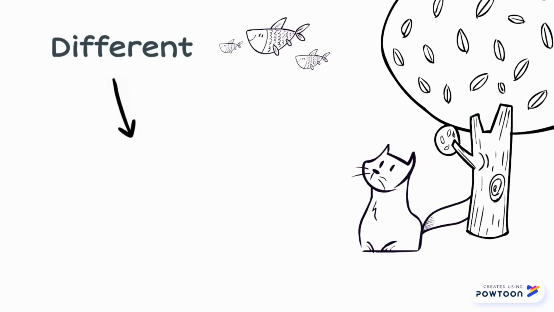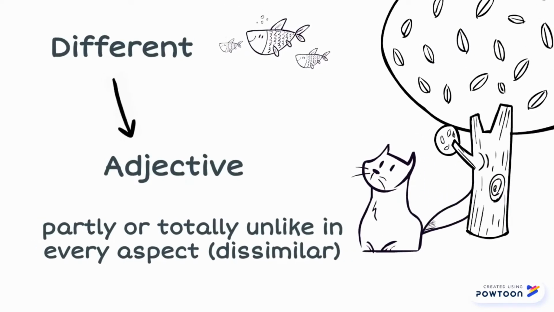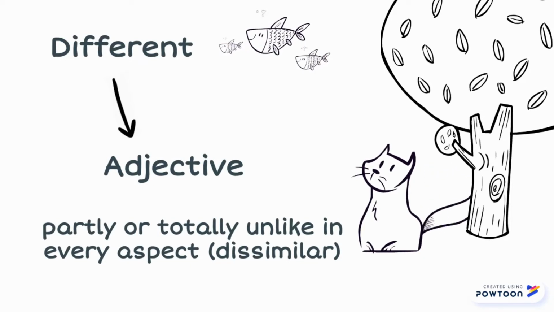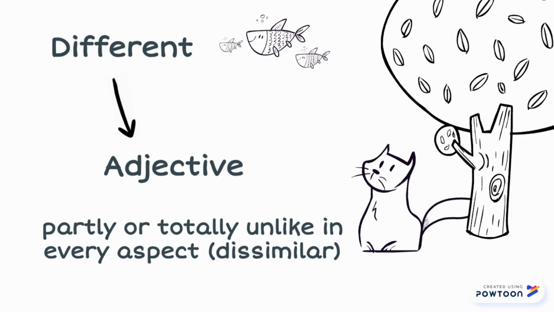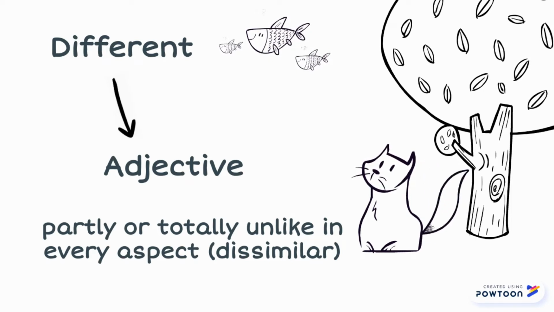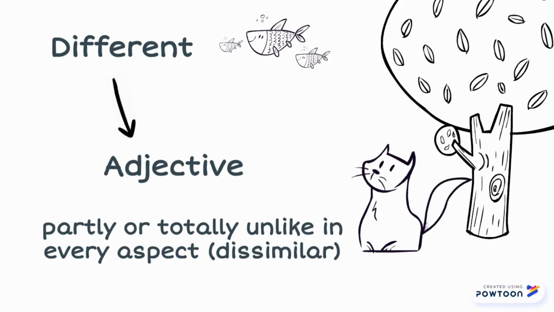Second, different. The word different in a sentence is an adjective. Different means partly or totally unlike in nature, form, or quality. On the other hand, it means dissimilar, as in could hardly be more different. Different can also be followed by from or than.